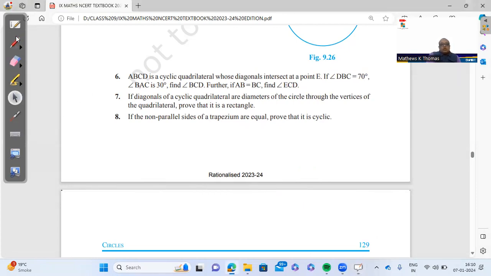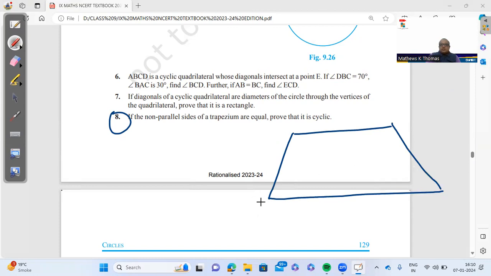If the non-parallel sides of a trapezium are equal, important question. If the non-parallel sides of a trapezium are equal, prove that it is cyclic. To prove it is cyclic, we have to prove that opposite angles add up to 180.